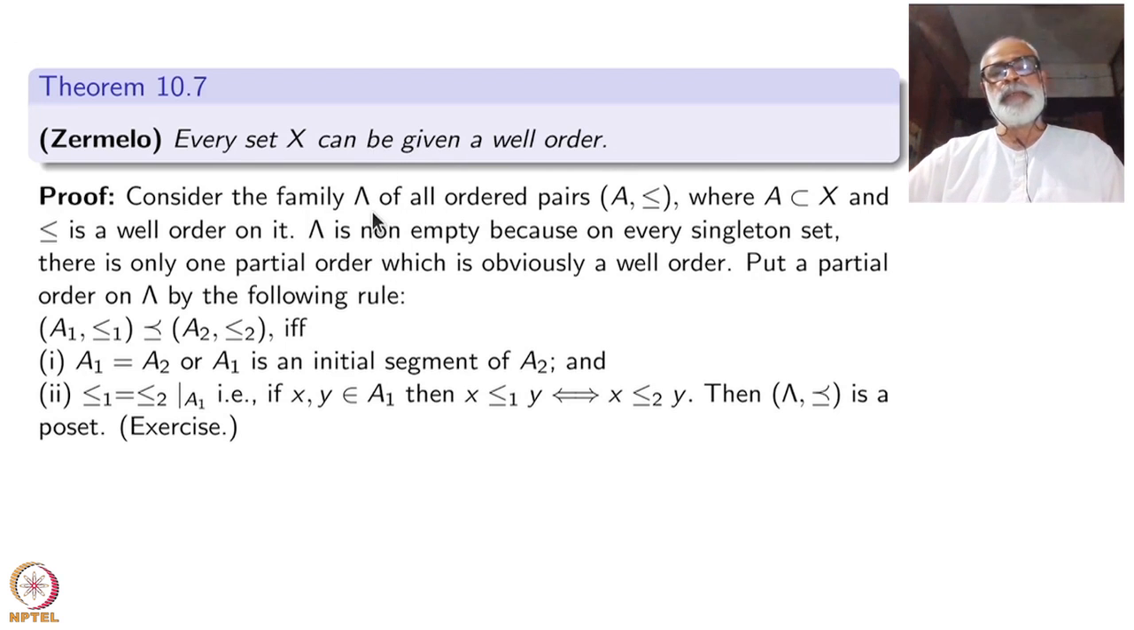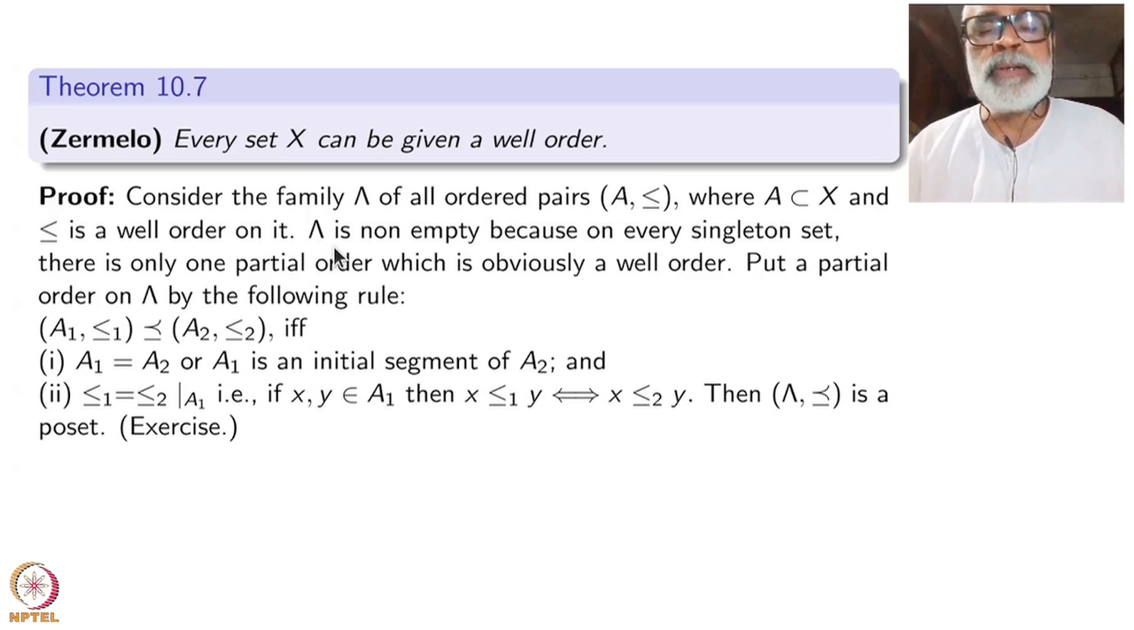So I start with a family Lambda of all ordered pairs (A, ≤), some partial order, where A is a subset of X. Look at the family P(X), the set of subsets of X. Of course, you don't need the empty set; the empty set you have to throw away. And put a well order on that. Take that one. If your well order is different, that will be a different element. So it's an ordered pair of such things: A is a subset, and this ≤ is a well order on that.